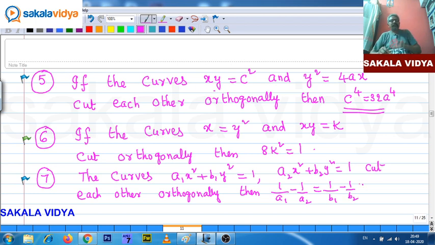So, these 3 points are very, very important regarding the curves that cut orthogonally, for most of the problems. Already I have drawn the figures, it is typical to draw on this one, but I am trying my level best.